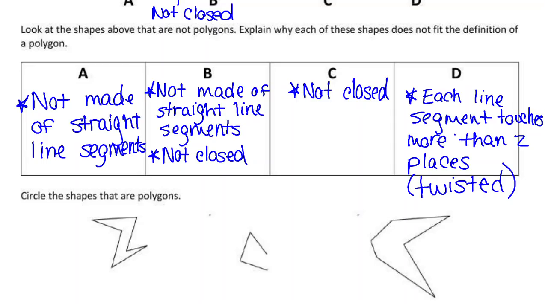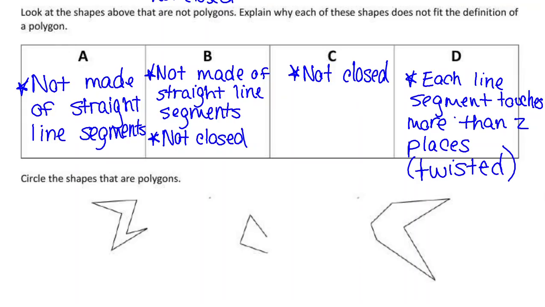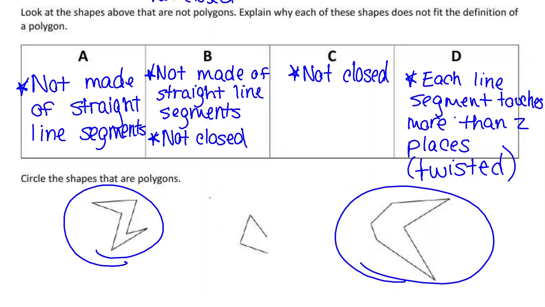Alright, so your job, I want you to circle the shapes that are polygons. Look at the definition of what is a polygon and circle the shapes that are polygons. So you should have had this one, and you should have had this one. This one is not closed, so it can't be a polygon. Alright, so there's your polygons.